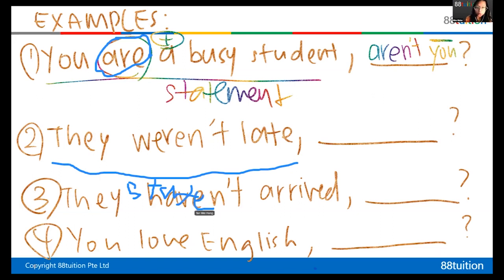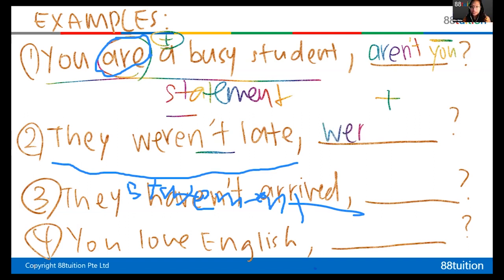Now, number 2, they weren't late. Can you tell me if they weren't late is a positive statement or a negative statement? Negative. Very good, because of the word not, right? So this is a negative statement, which means the question tag here must be positive. So can you change for me the auxiliary verb here, which is weren't, to positive? What will it be? Were. Very good. Were.